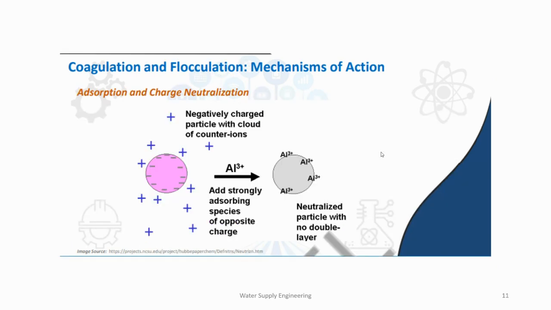So the next mechanism, that is adsorption and charge neutralization. Here what happens is that the positively charged ions of the coagulant will get adsorbed on the negatively charged surface of the colloids, thereby neutralizing the particle, because these negatively charged ions are neutralized by the adsorbed positively charged ions.